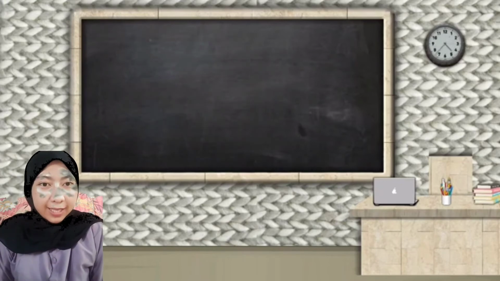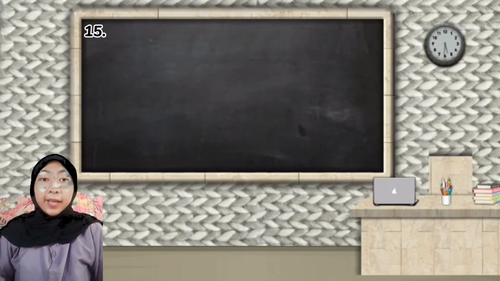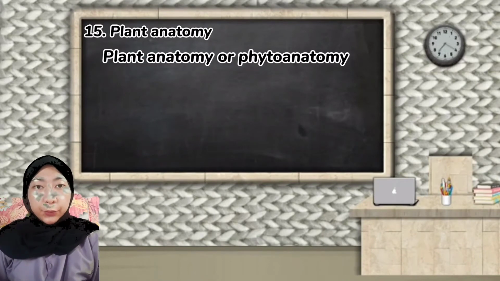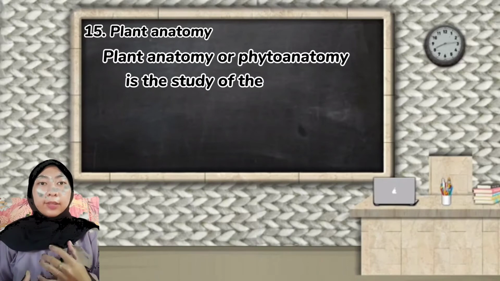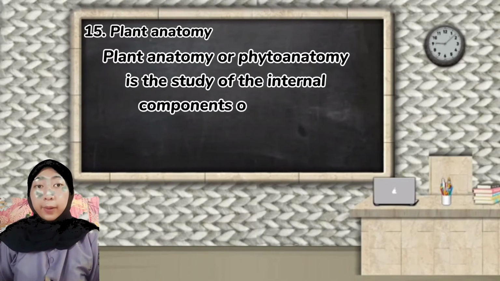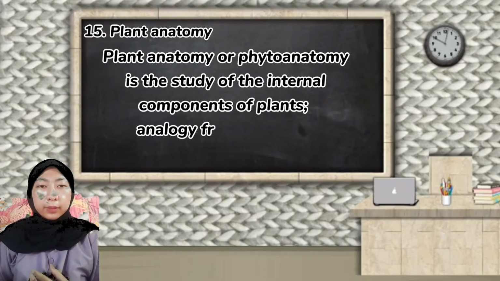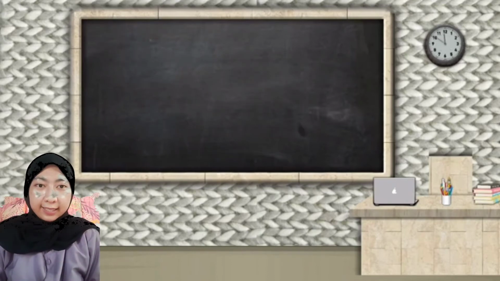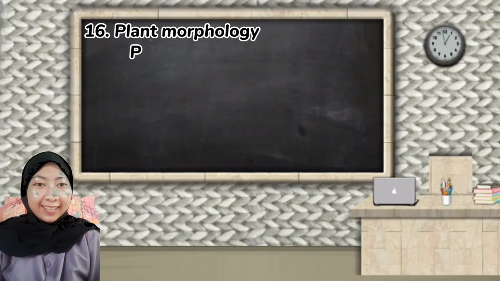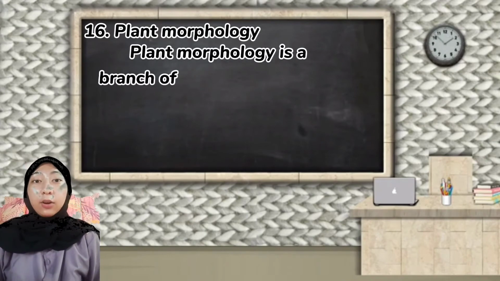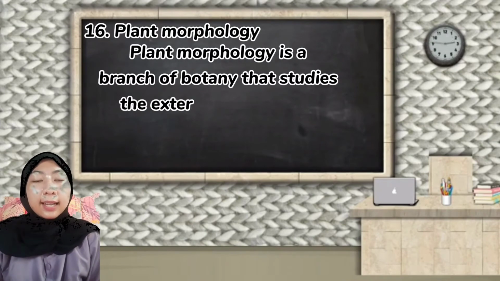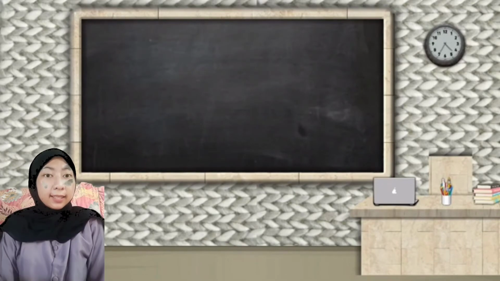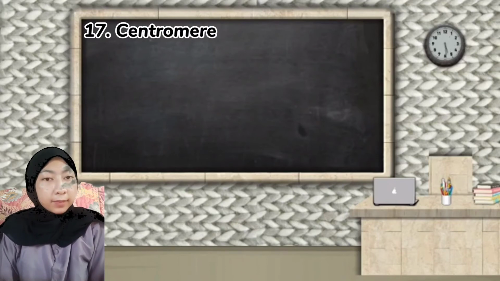The number 15 is plant anatomy. Plant anatomy, or phytoanatomy, is the study of the internal components of plants, analogous to human or animal anatomy. The number 16 is plant morphology. Plant morphology is a branch of botany that studies the external structure of the plant body, which can be seen directly. The number 17 is centromere.